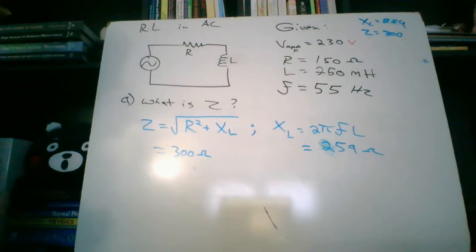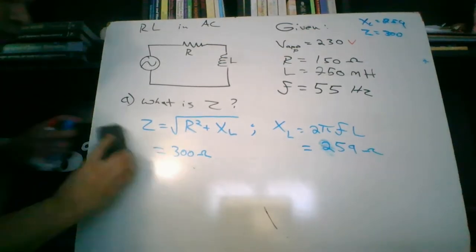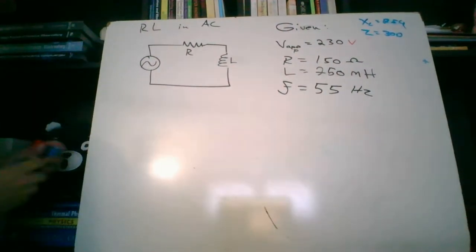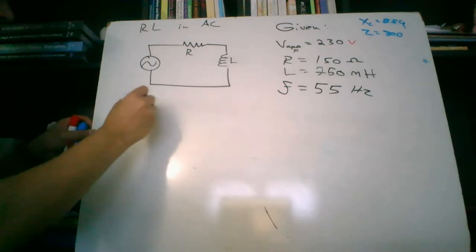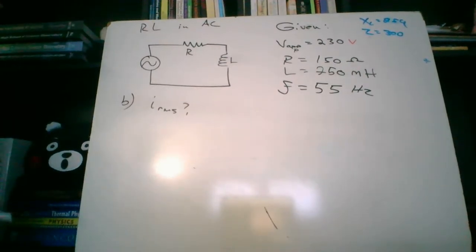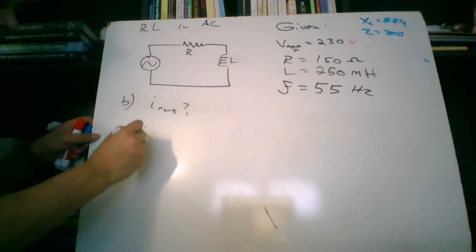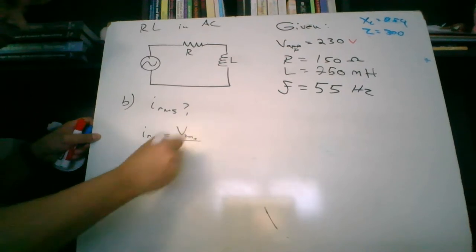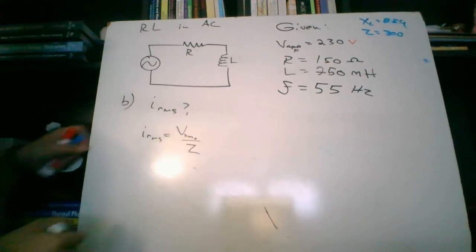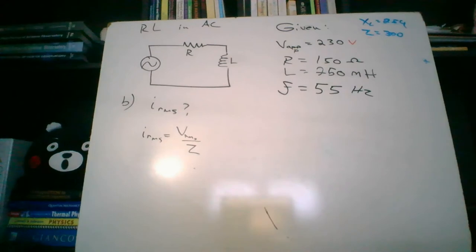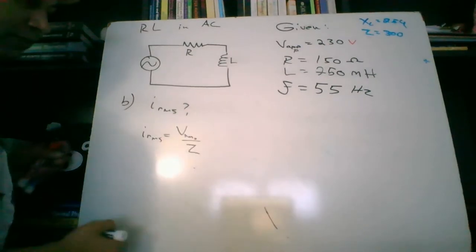All right. And then the next part is the same question. What is the root mean square current? So part B is, what is IRMS? And we do the same thing we did in the first question. IRMS is equal to the voltage RMS divided by Z. So take a second to figure out what the voltage RMS is. Look at the page before. If you were actually writing this out, you know the answer to that.